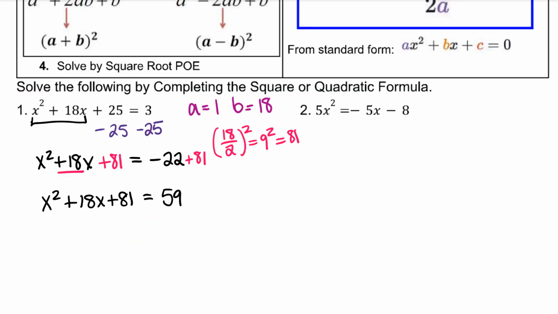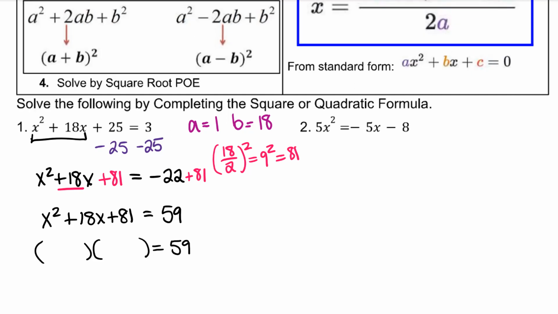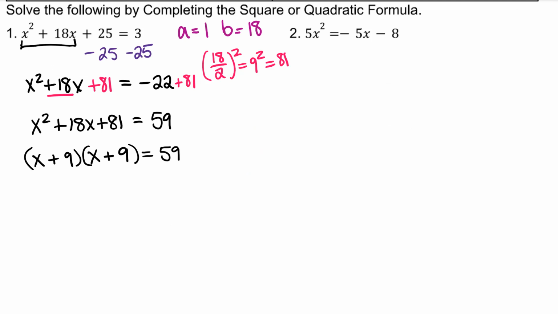Now it's time to factor our perfect square trinomial. Remember the pattern for a perfect square trinomial and how it factors? X times x would give me x squared. 9 times 9 would give me 81. And because it's a positive 18, this needs to be plus 9 and plus 9. And you can always check by multiplying. Now write your factored form as a quantity squared.